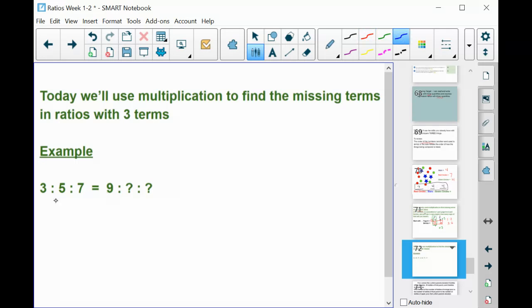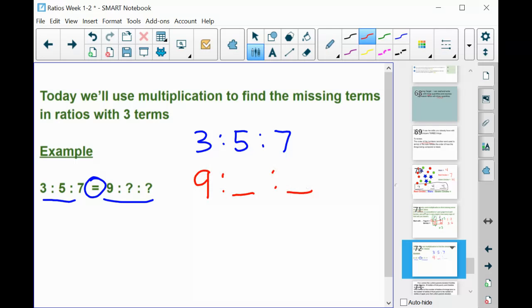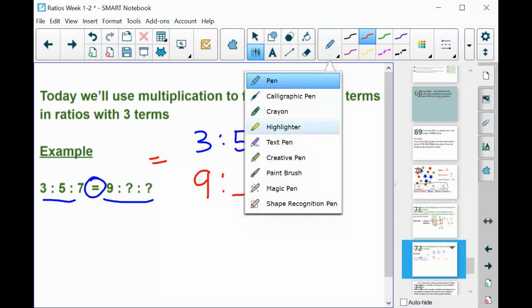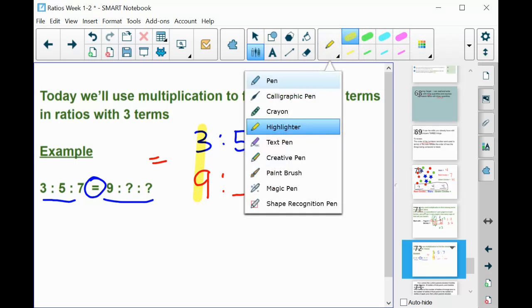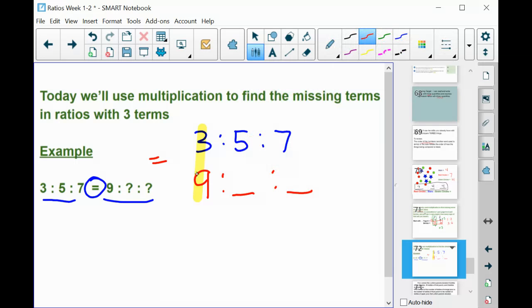So I'm just going to start by asking you to write this ratio on your board. 3 to 5 to 7. And we know that this ratio right here, I'm going to write this one in red, 9 to something is equivalent. They are equal. So that means if we have one of the terms here, see how we have this first term 3 and 9 on both of our ratios, we can kind of zoom in on this. Let me use my highlighter and look at the relationship between these 2 terms, figure out what we multiplied by or that factor there, and then we can find these other missing pieces.